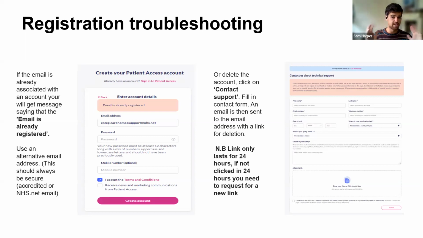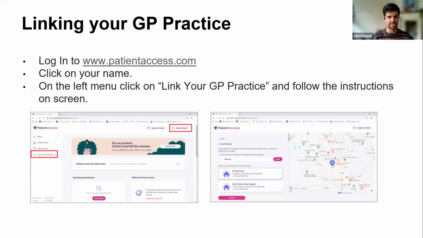So all you need to do on the patient access website is go to contact support. You then just fill in the form on the screen. And an email is then sent to the email address with a link to delete your account. Now, again, that link will only last 24 hours. So go into your email once you've submitted the form, click the link, it will delete your account off the system, and then you can just go back to register with patient access, and you shouldn't get that error again. But that's only for those who encounter the error, and I've popped that in there for your support.